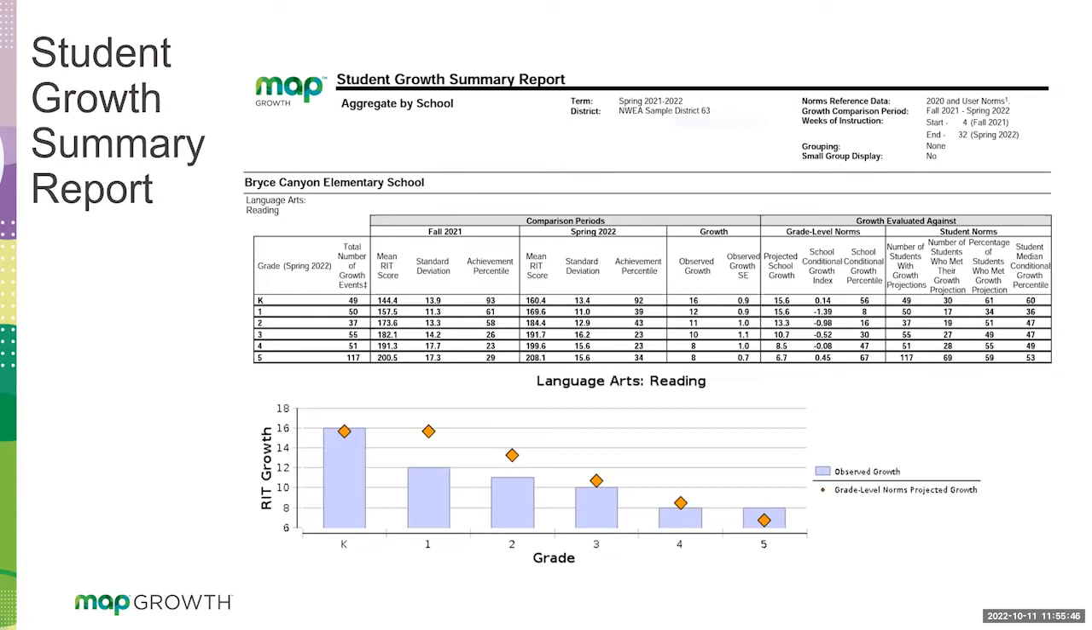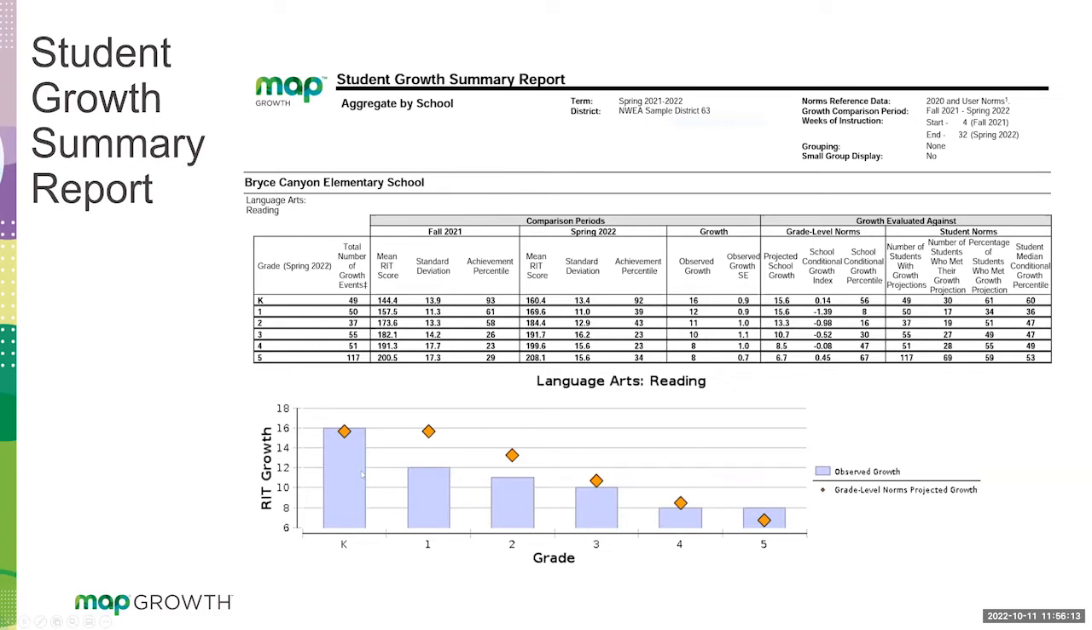From a school level, you can see each grade level, and it shows you, in the first test session, which is the fall, like I recommend looking at last year's fall to spring to get a benchmark, where the mean RIT for the grade level was in the fall, what the achievement percentile was, what the mean RIT score was in the spring, what that achievement percentile was, and what growth was observed for the grade level compared to the projected growth.